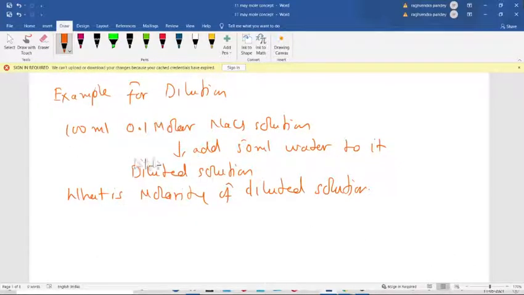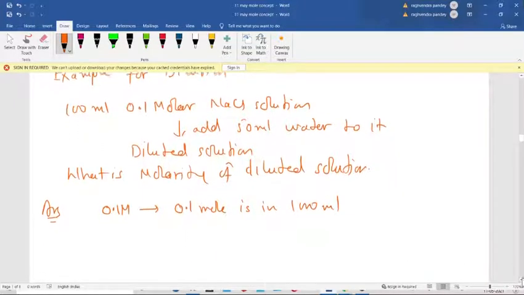Now first you have to understand this 100 ml 0.1 molar. So first understand 0.1 molar. 0.1 molar solution means that 0.1 mole is in 1000 ml. That is the definition of molarity. For the molarity, the volume of the solution should be 1000 ml. So when we ask anything about 0.1 molar, the first thing that will come to your mind is that 0.1 mole is in 1000 ml. Now how much is in 100 ml?